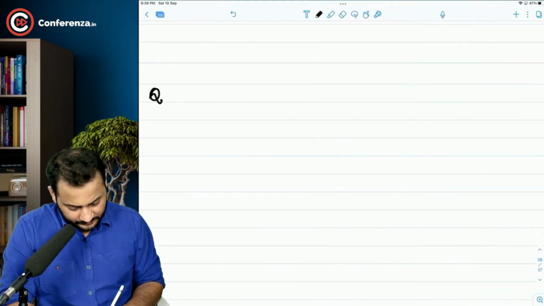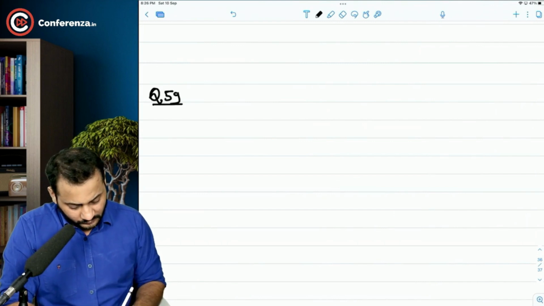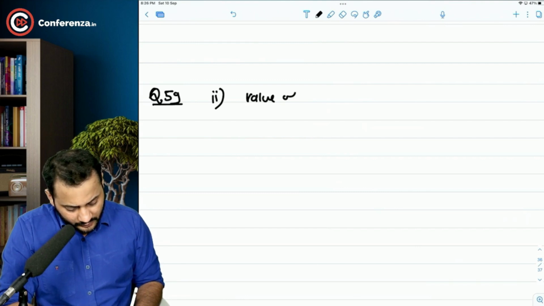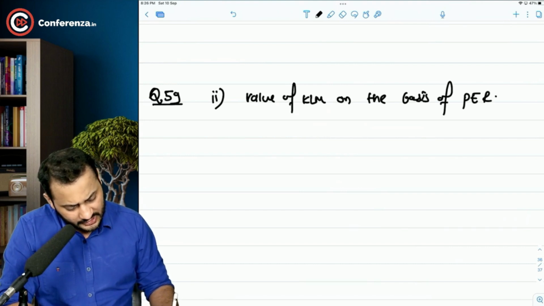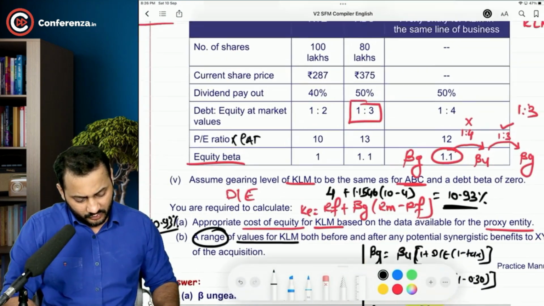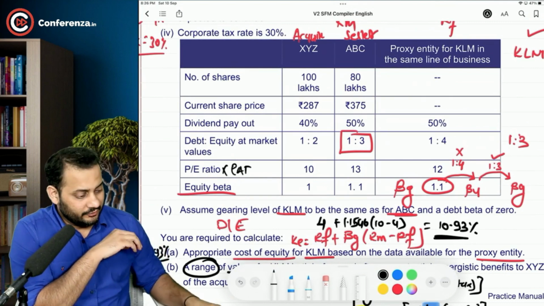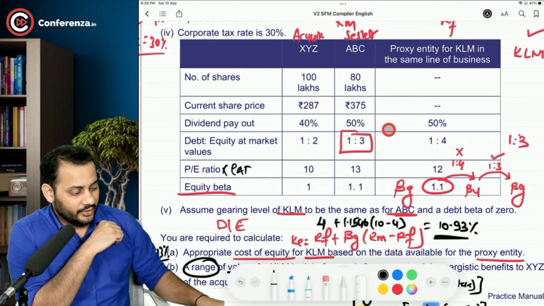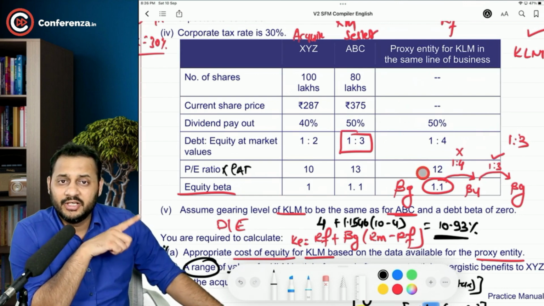Question number 59, second part. Value of KLM on the basis of PE ratio. Let's start with the easy part. What is the PE ratio of KLM? Very easy, sir. There will be two different bases that you can use. You can use the data of the proxy also. So at that time the PE ratio will be 12.